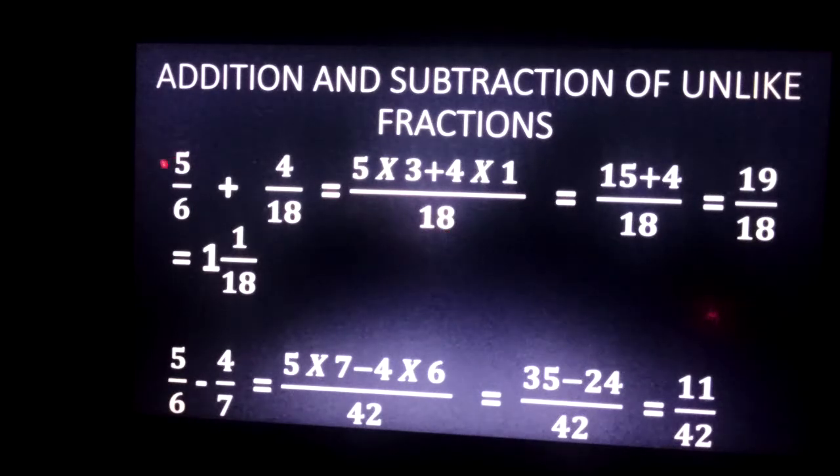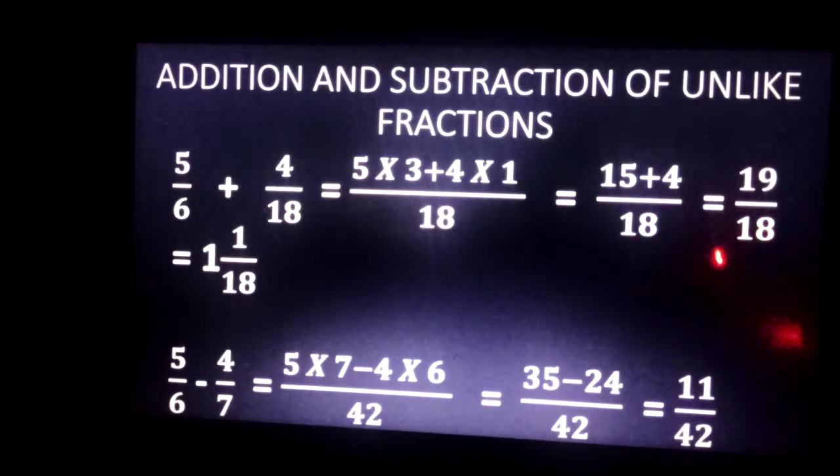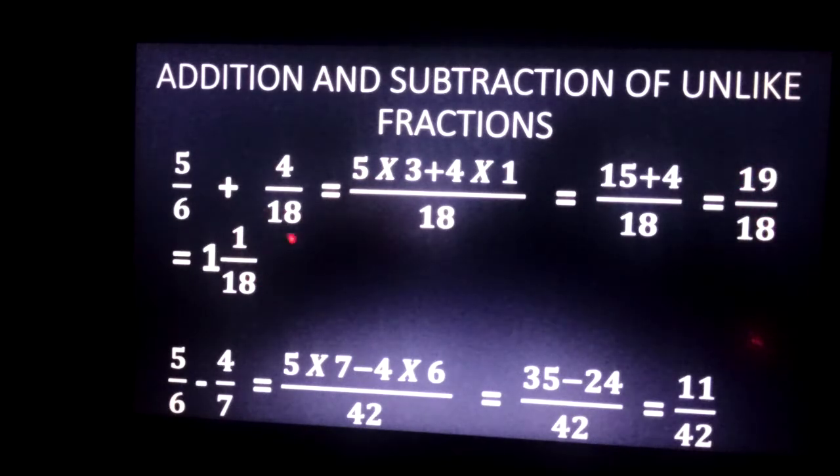6 into 3 is equal to 18. Therefore, the numerator will also be multiplied by 3, 5 into 3. Then the symbol which is here has been copied here. Now 18 ones are 18, so the numerator again 4 into 1. Now 5 into 3 is equal to 15 plus 4 into 1, 4, and 18 is copied as it is. So you get 19 by 18. Now if you get the answer in improper fraction, convert it into mixed fraction or mixed number.